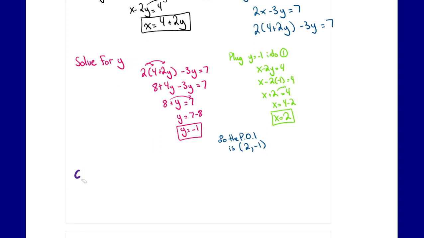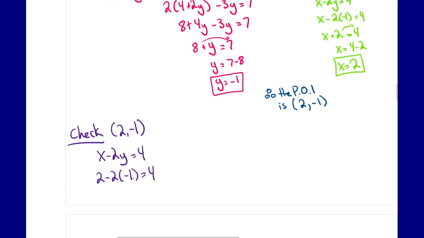Now we're going to check our answer. And we're going to check by plugging it back into both equations. So if I look at equation 1, it was x minus 2y equals 4. So if I plug in the point 2, -1 in for x and y, so 2 minus 2 times -1 equals 4, I should get that this works out. We get 2 plus 2 equals 4, and we get 4 equals 4, which does work.